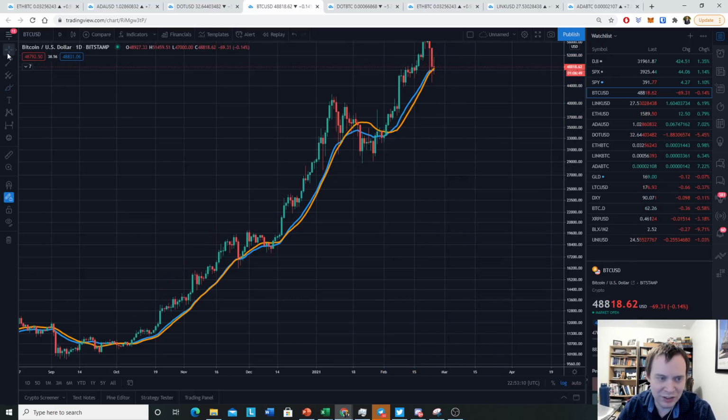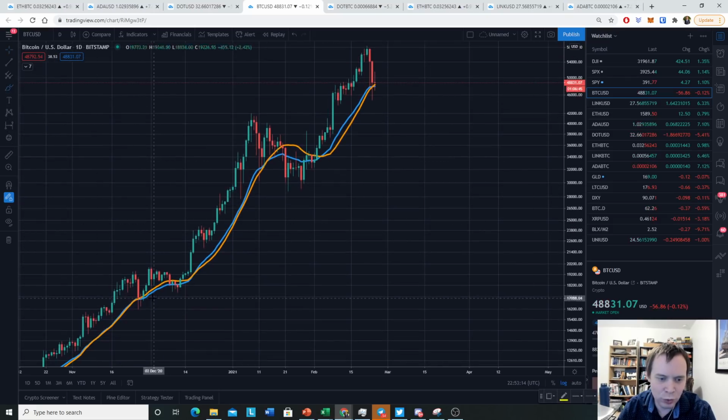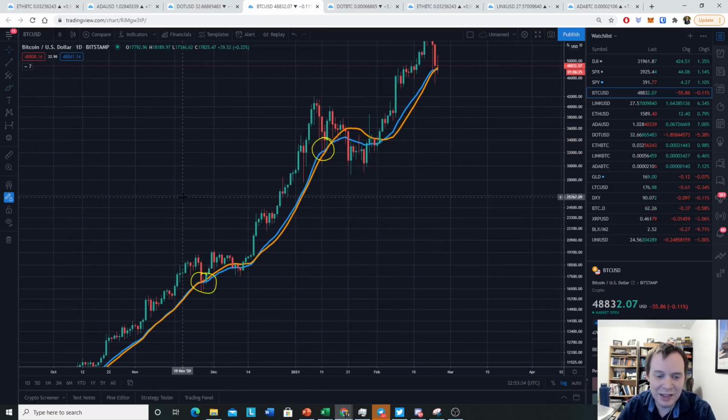Now, what's interesting is that the prior two bounces at the 20-day, here and here, corresponded to the 20-day SMA crossing above the 21-day EMA. So it bounced at the cross, and then maybe we'll bounce at the cross again, the cross of the 20-day SMA and the 21-day EMA.